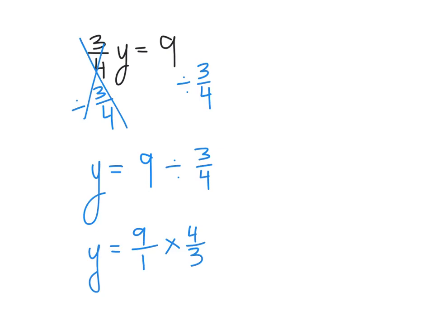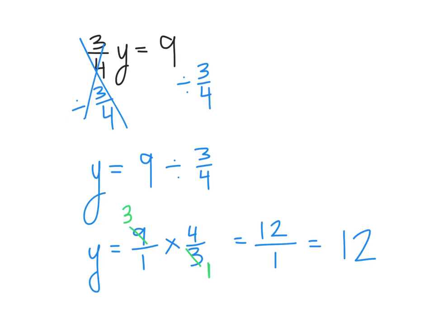Now I can multiply top times top and bottom times bottom. However, I notice that I can cross cancel in this problem. I can cross cancel the 9 and the 3. I can divide them both by 3. So 3 divided by 3 equals 1. 9 divided by 3 equals 3. Now that I've done that step of cross canceling, I can continue with my problem, and I can multiply top times top to get 12 and bottom times bottom to get 1. So my final answer is positive 12.